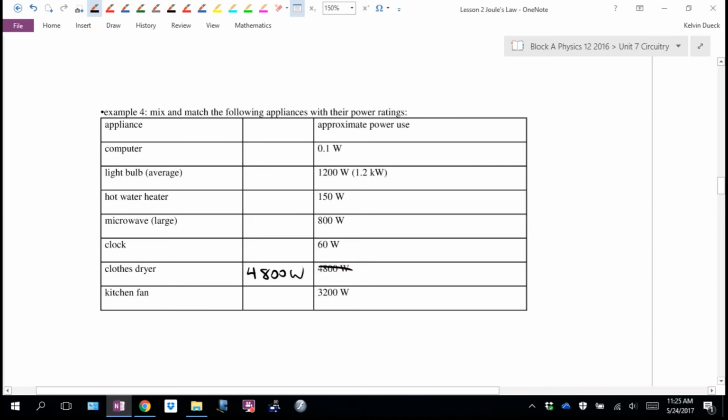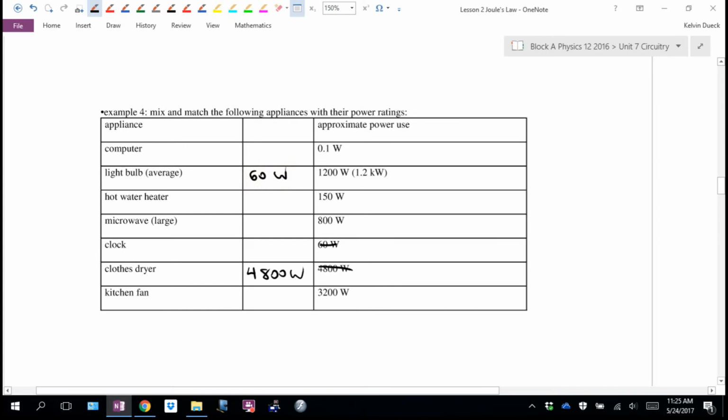Hey, I can do another one. Average incandescent light bulb. What's the wattage on an average bulb that you put into an outlet? 60 watts. I can fill that one in, because I've changed light bulbs before.